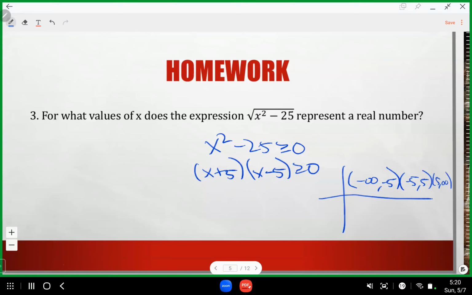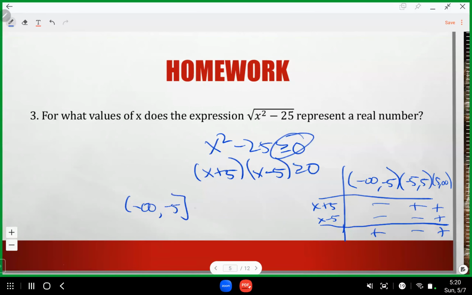So you have the two factors here, x plus 5 and x minus 5. The signs are: x plus 5 is negative, positive, positive, and x minus 5 is negative, negative, positive. So the product is positive, negative, and positive. Then we want greater than or equal to 0. So we naturally have negative infinity to -5, inclusive, union 5 to infinity. So does everybody get how I get that? Right. Okay, very good.